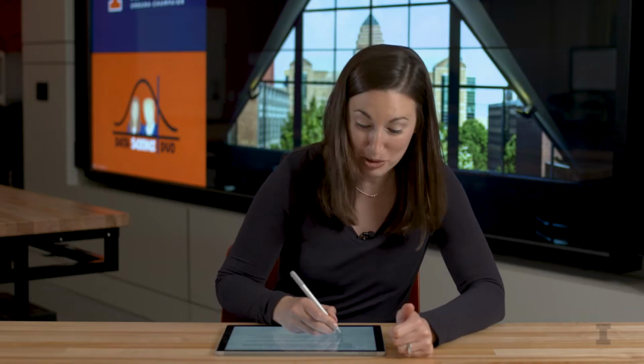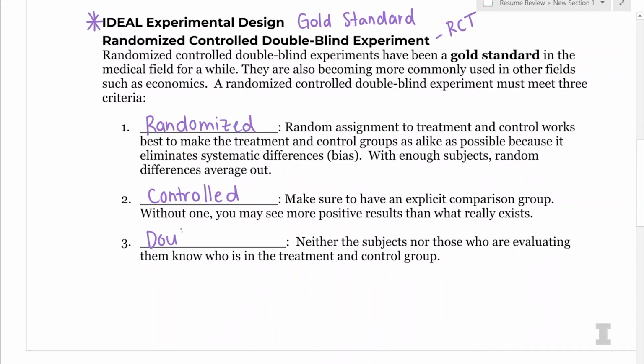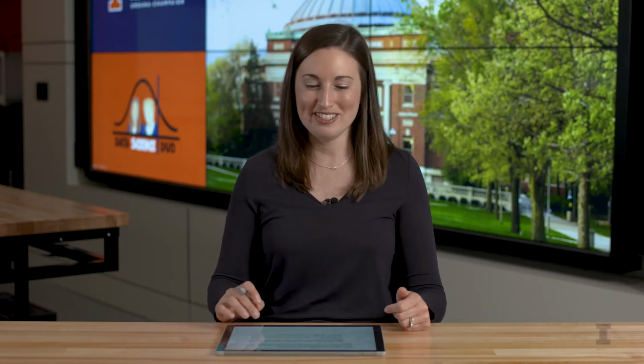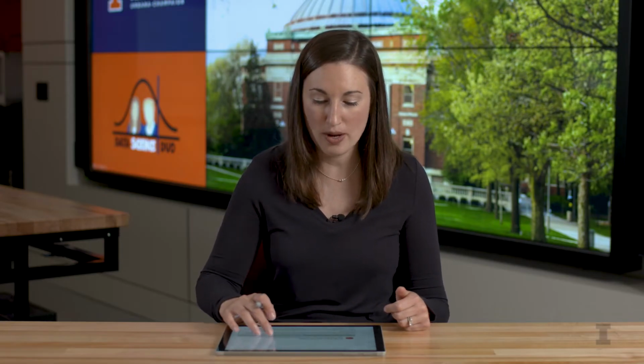And then the third part of the randomized controlled double blind experiment is the double blind. Double blind basically means that both the subjects in the study and the researchers evaluating them don't know who's in the treatment and control group. So, now let's go ahead and talk about why that double blind specifically is so important. There are a couple different reasons.